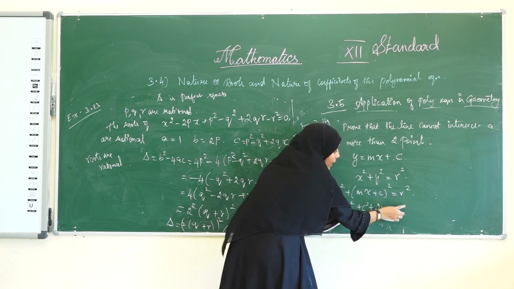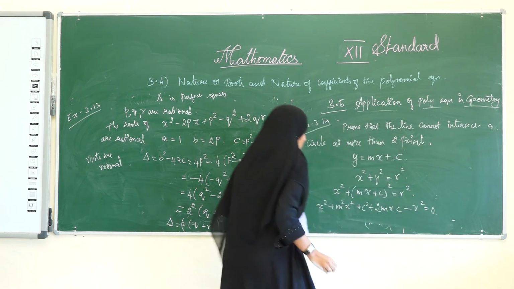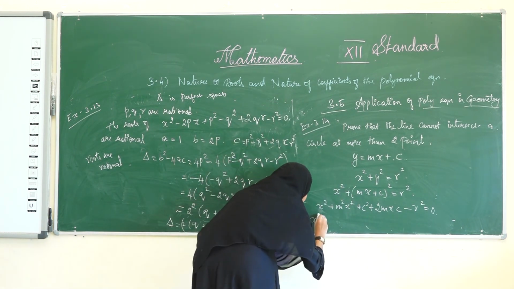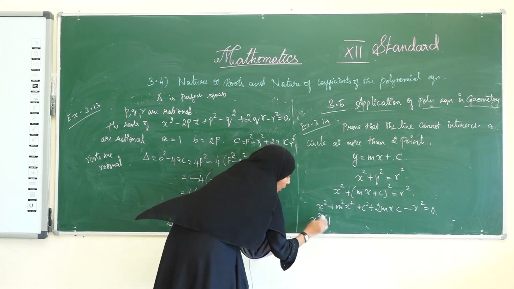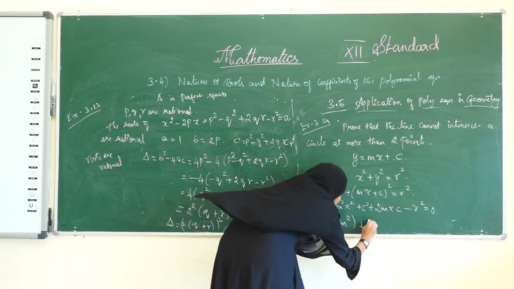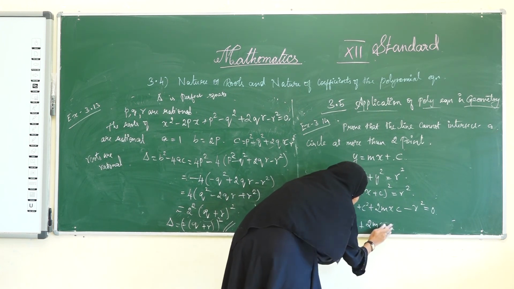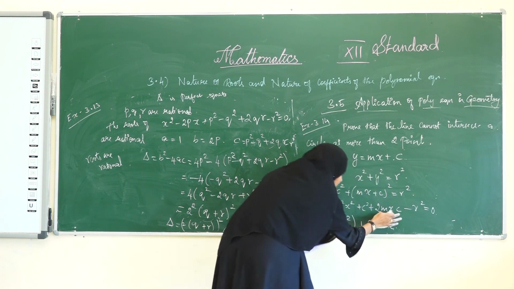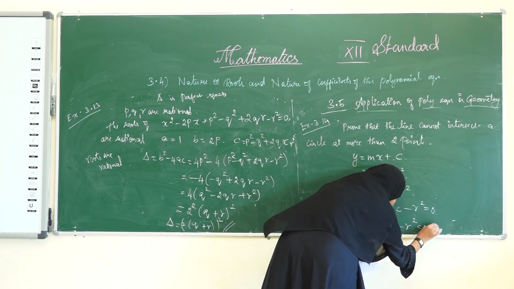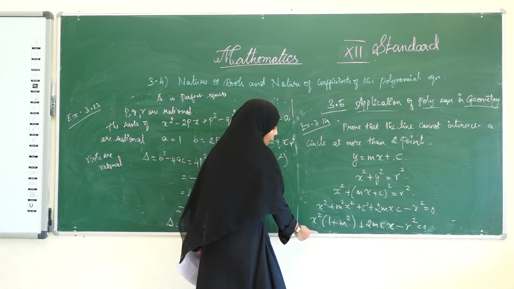This r square can be taken to this side, that is minus r square equal to 0. Now we are taking the x terms alone. When you take x square common, 1 plus m square, and then the x term, 2mcx, and then the constant term as minus r square. See here, what is the type of equation here?